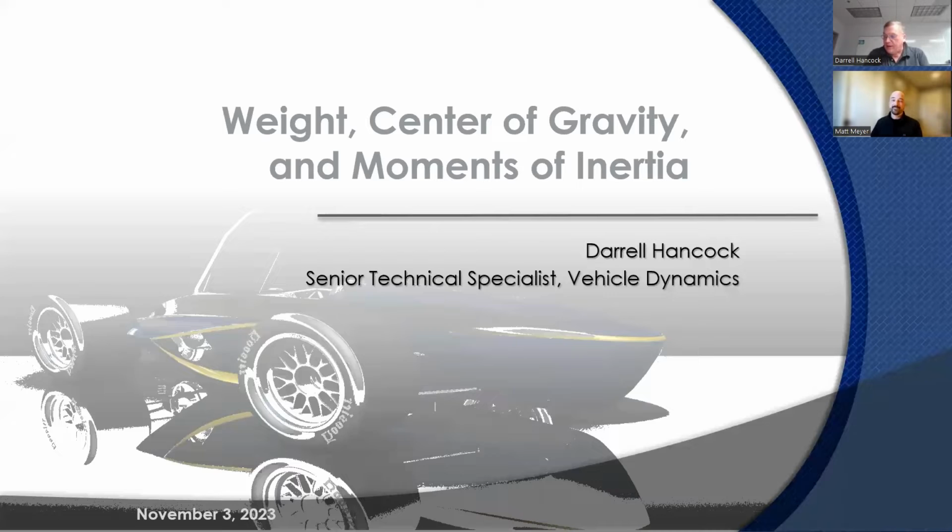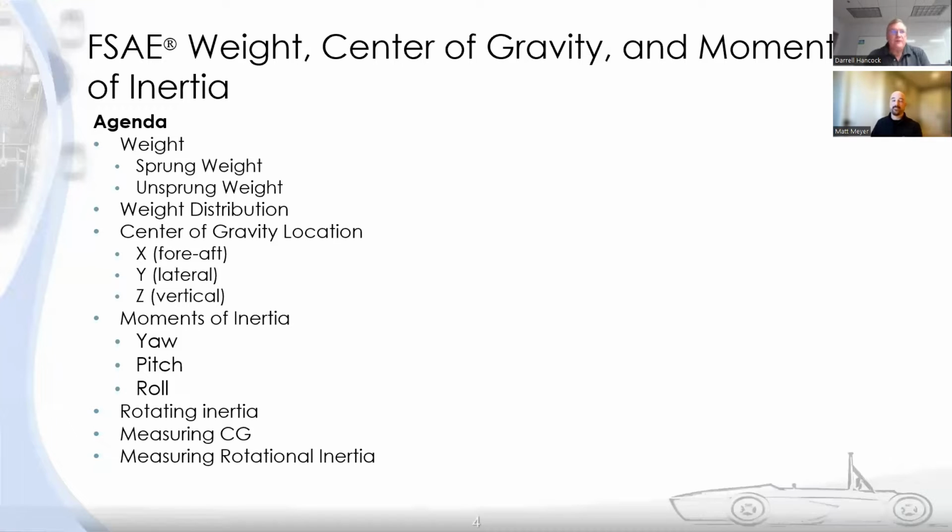Okay, thanks, Matt. We'll go ahead and get started now. So today we're going to talk center of gravity, weight, moments of inertia. The agenda is there. We'll talk different kinds of weight, sprung versus unsprung, weight distribution of your vehicle, calculating the center of gravity location, calculating the moments of inertia of the whole vehicle, and then we'll talk a little bit about moments of inertia of your rotating parts, wheels, tires, brake rotors, half shafts, that sort of thing. Then we will talk briefly about how to measure the center of gravity of your vehicle and how to measure the rotational inertia of your components, your rotating parts in the car.